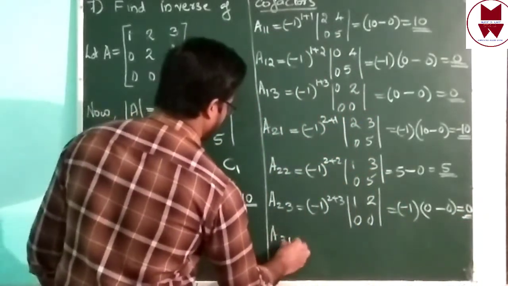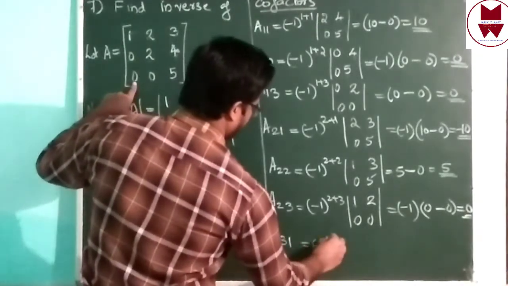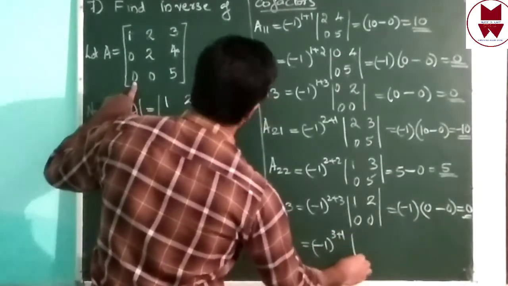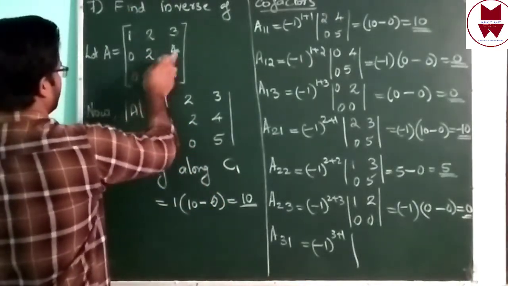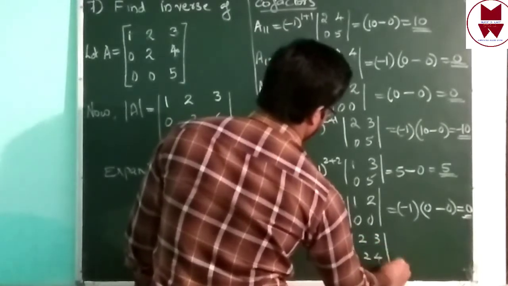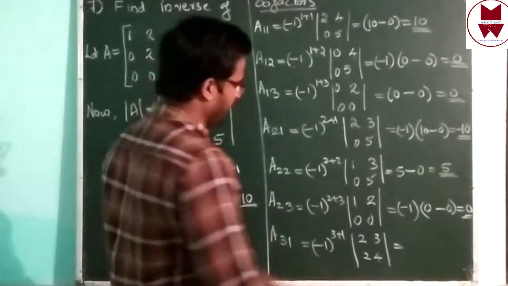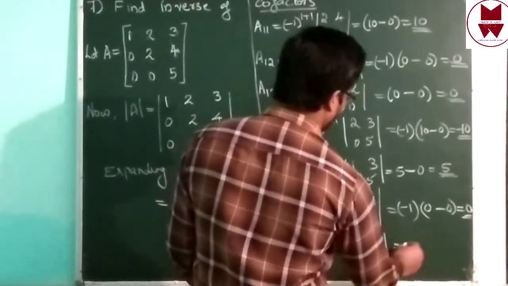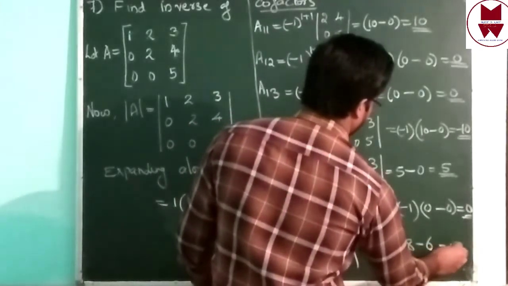A31: 3, 1 means this element. Minus 1 raised to 3 plus 1. Just delete third row and first column: 2, 3, 2, 4. Equal to minus 1 raised to 4, that will be plus 1. Then you can multiply: 2 into 4, 8, minus 2 into 3, 6. Equal to 2.